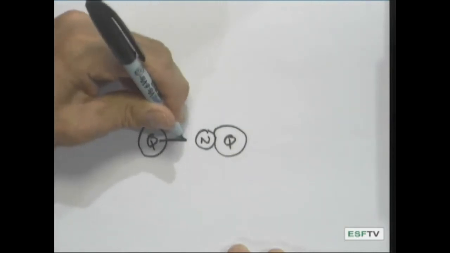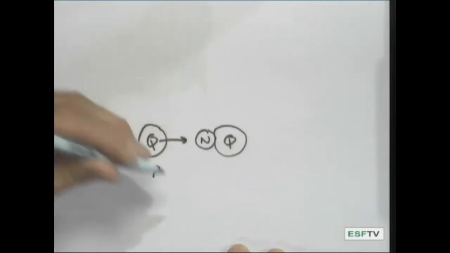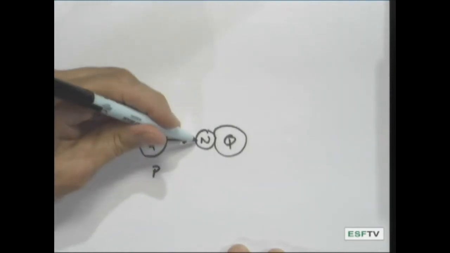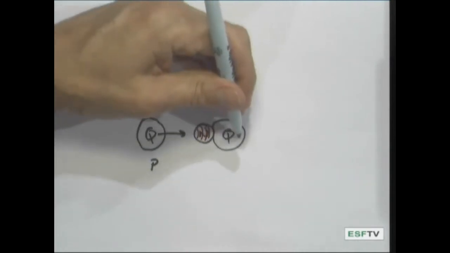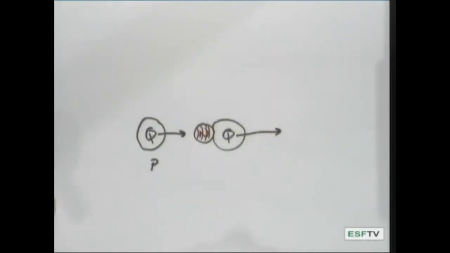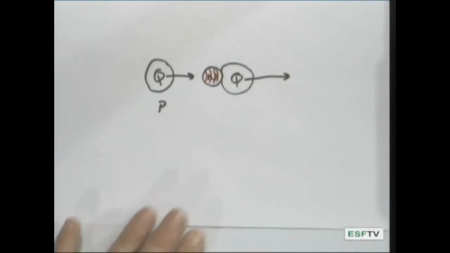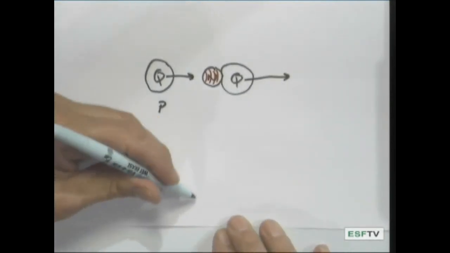Initially, this quarter had a certain momentum. When the quarter impacted the nickel, you had a wave of elastic recoil that spread through the nickel and imparted momentum to the other quarter. And when that momentum was imparted to it, the quarter recoiled from the coin. Let's look at what's happening in a bit more detail.